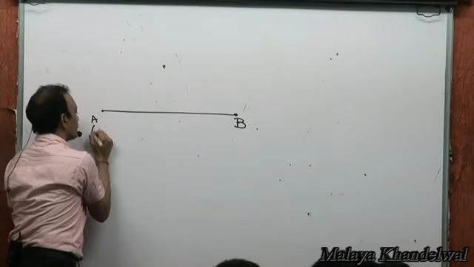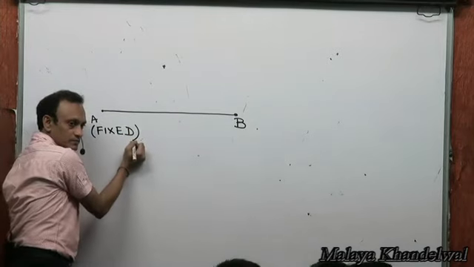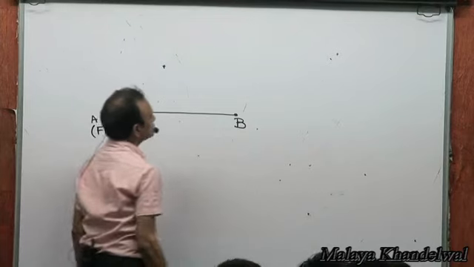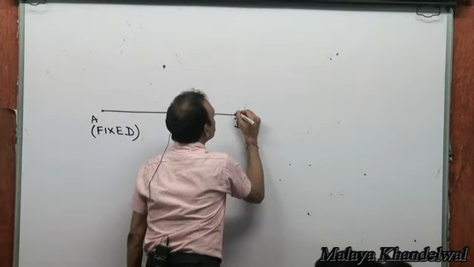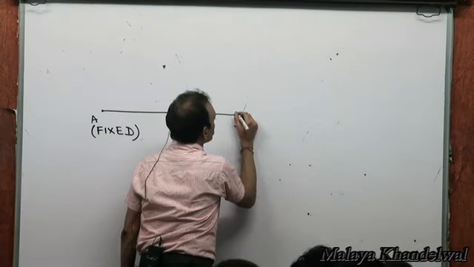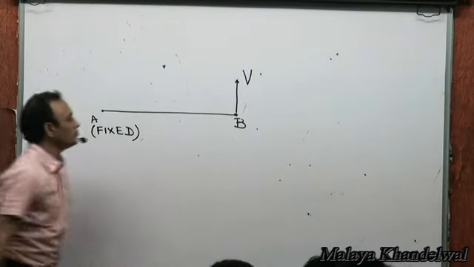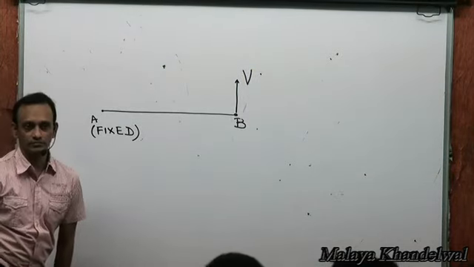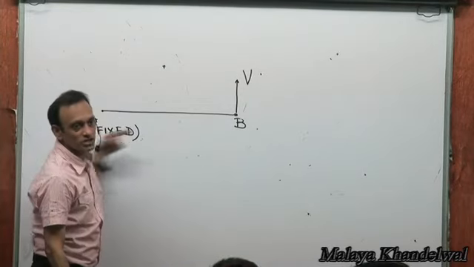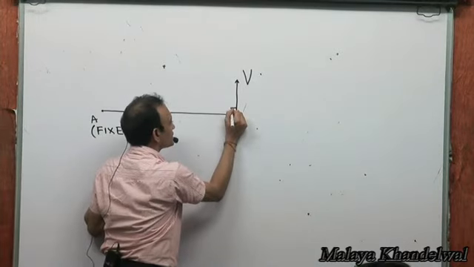Say A is fixed, right? And B moves, say, in a direction perpendicular to AB with a velocity v. B moves with a velocity v perpendicular to AB. This is 90 degrees.